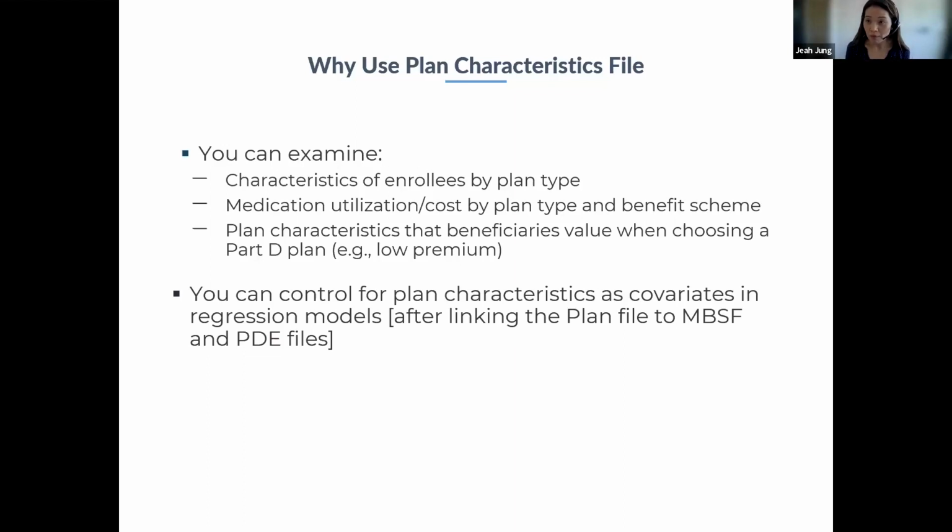So first, the MAPD versus the PDP, but within MAPD, you have HMOs, you have PPOs. I know that's Part C plan characteristics, but still you will see some variation depending on plan type. And also, of course, the benefit scheme, right? Part D has a standard benefit scheme that moves through deductible, 25% co-insurance, which is the initial coverage period, and all the way through catastrophic coverage. However, Part D plans are allowed to modify benefit schemes. So some plans did remove deductibles.